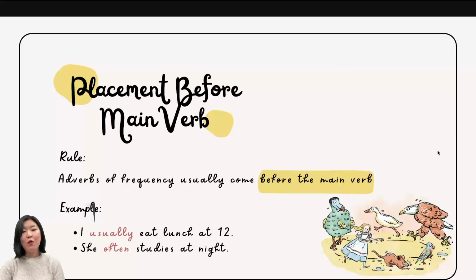So placement before main verb. So where do you place your adverbs of frequency? So the rule is that adverbs of frequency usually come before the main verb. For example, I usually eat lunch at 12. So the word usually comes before the main verb eat. She often studies at night. So the word often comes before the main verb studies.